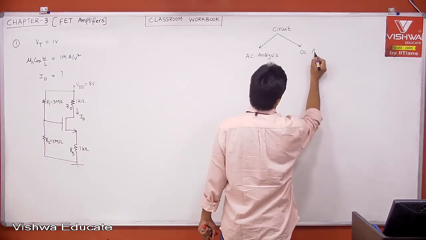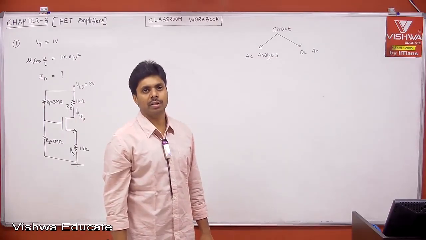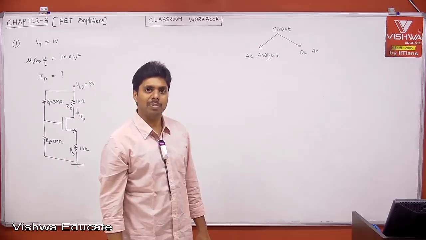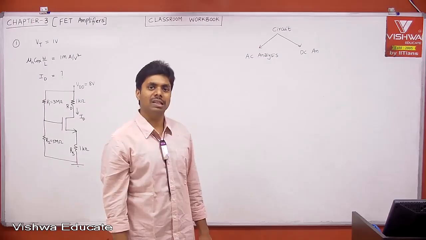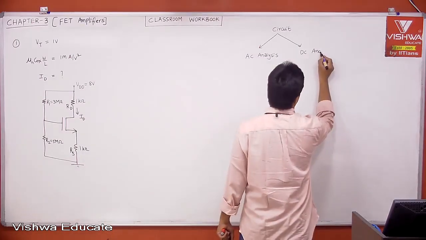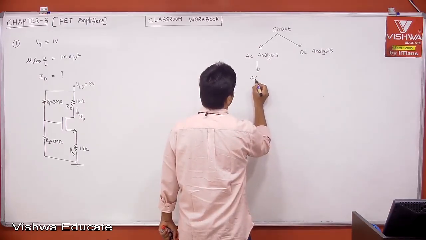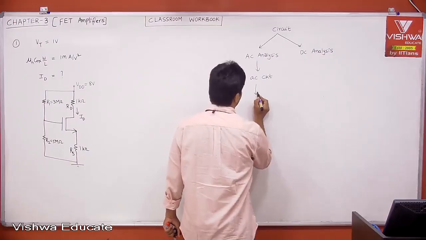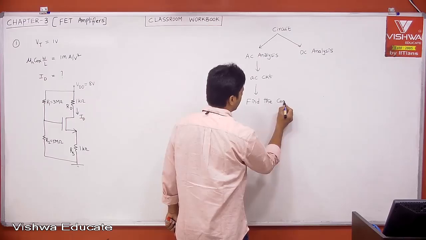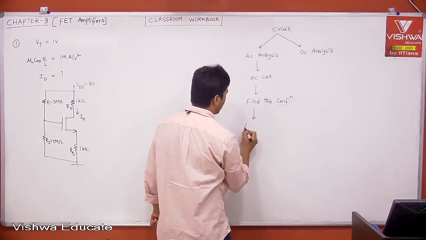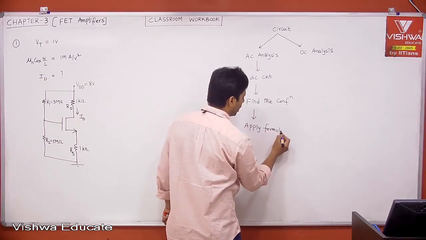How do you know? Based on the problem statement: if it asks for voltage gain, current gain, input impedance, output impedance, etc., surely that is related to AC analysis. If it asks for capital ID, capital VGS, the region of the transistor, resistor value, all those things are related to DC analysis. If the problem is AC, then immediately find the AC circuit. After finding the AC circuit, immediately find the configuration. Then apply the formulae we studied or derived.